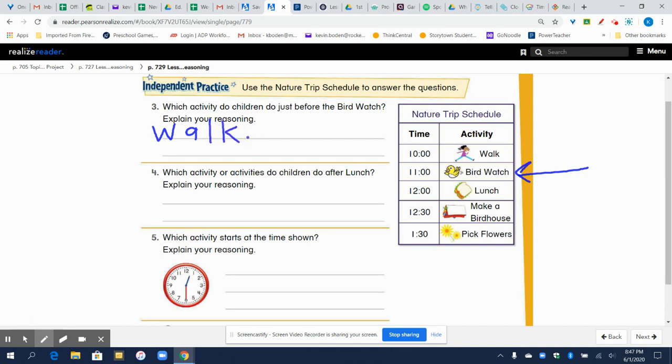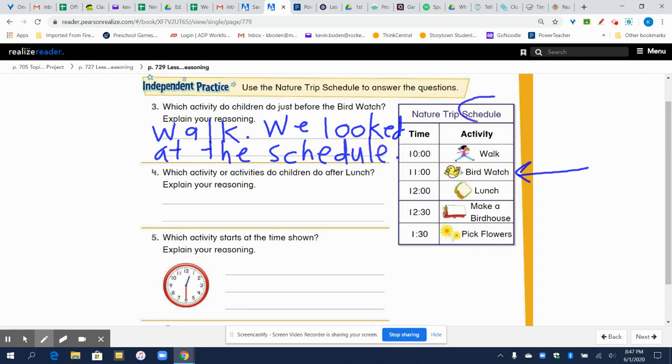And how do we know? Well, we checked the nature trip schedule, didn't we? So we can say we looked at the schedule. And if you ever need help spelling the word schedule, usually in this chapter or this lesson, the word schedule is already on there for us. So you can write it down if you can't read mine. Number 4, so you pause it. Please pause, stop it so that way you can finish writing.